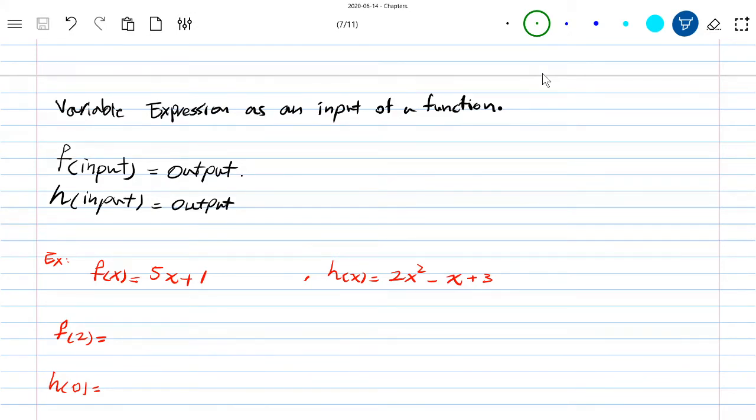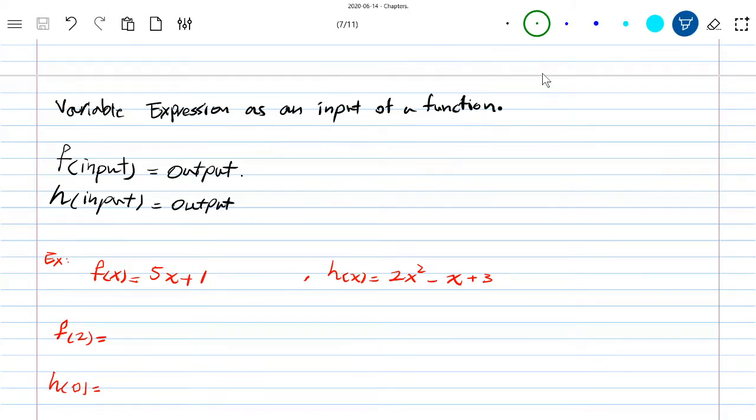Let's continue our topic about functions. Today we're going to talk about variable expression as an input of a function. Last time we discussed different forms of a function, as in a mapping form, as a graph form, as well as set form. We started with the relation, then we discussed it into function.